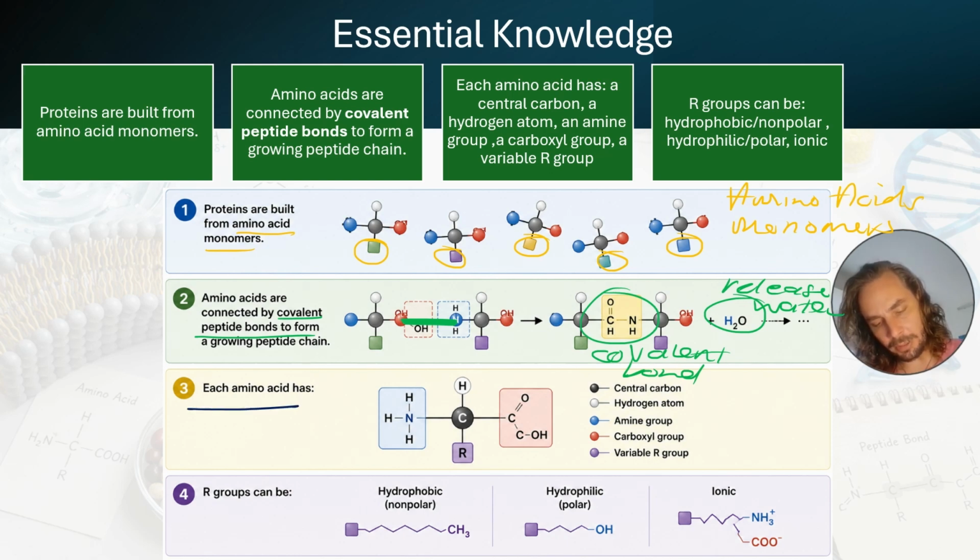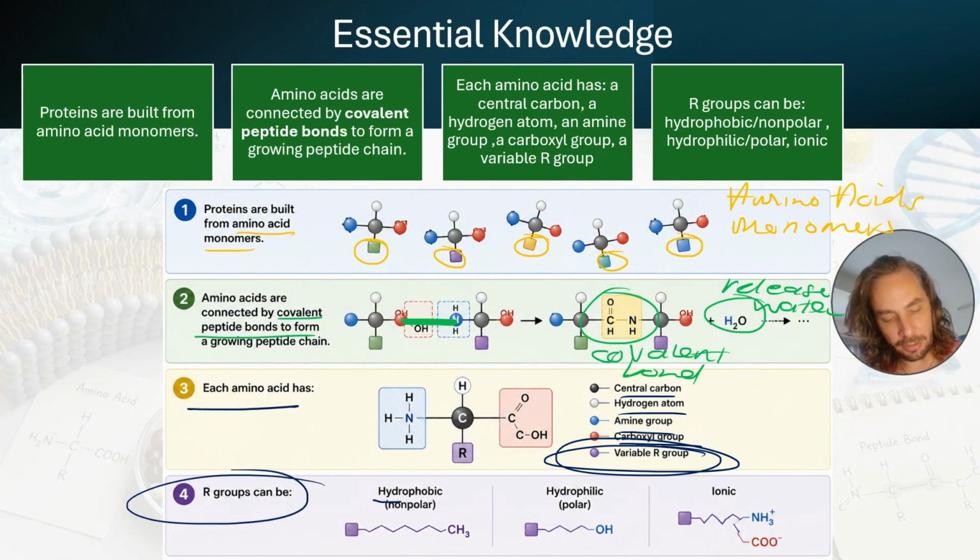And each amino acid has a central carbon, a hydrogen atom, an amine group, a carboxyl group, and this variable R group. And then finally, these R groups can either be hydrophobic, non-polar. They can be hydrophilic, polar, or ionic. And ionic just means it has a charge, a positive or negative charge.